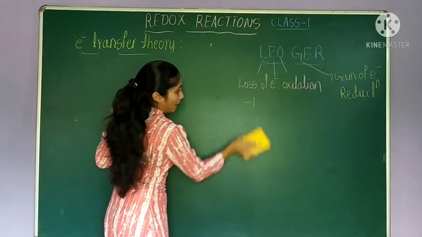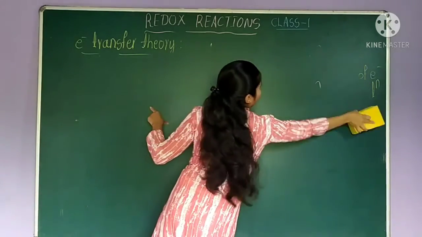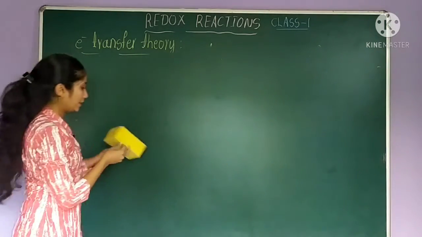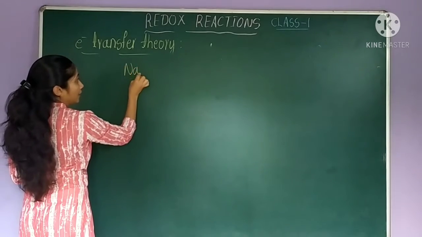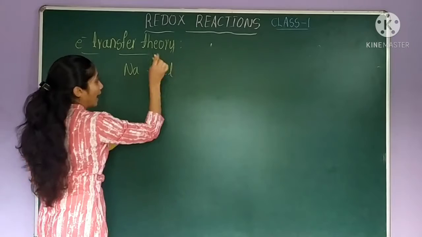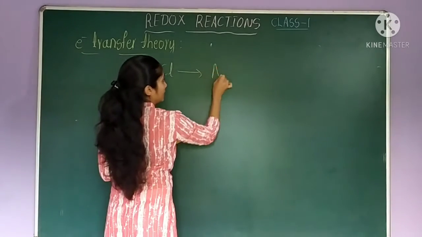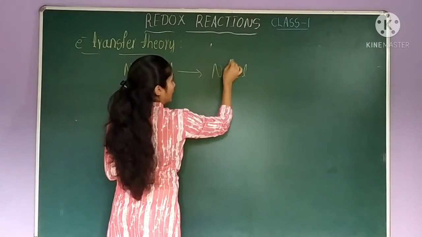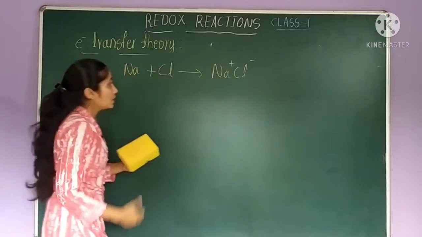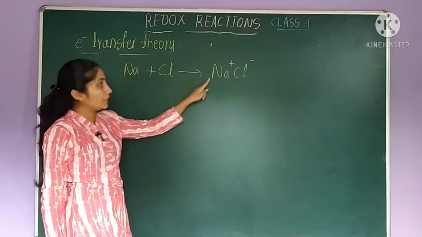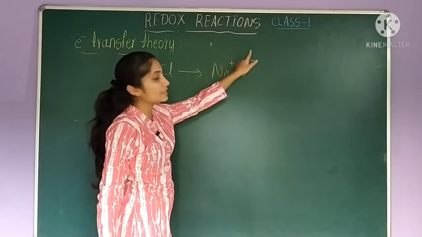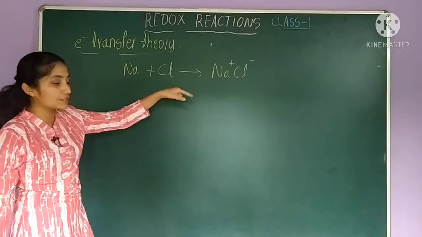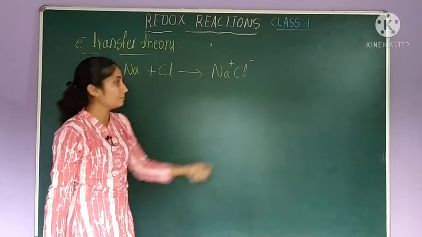Next, let us consider an example of formation of NaCl. You are already familiar with NaCl. Here what will happen? Na will react with Cl and it forms NaCl. Sodium will react with chlorine and it forms NaCl. You can write NaCl or Na plus Cl minus. There is no difference between Na plus Cl minus or NaCl.